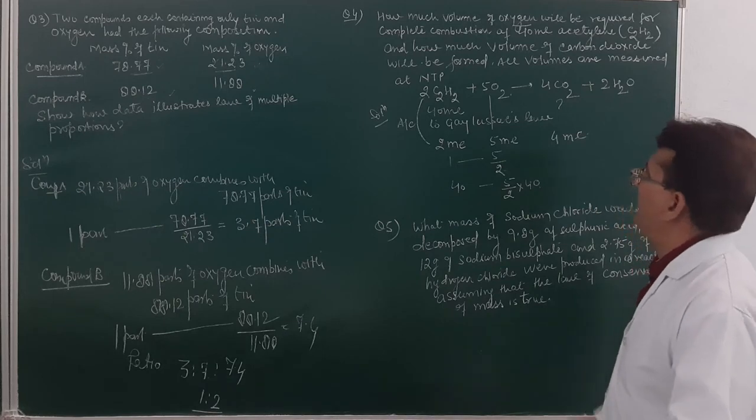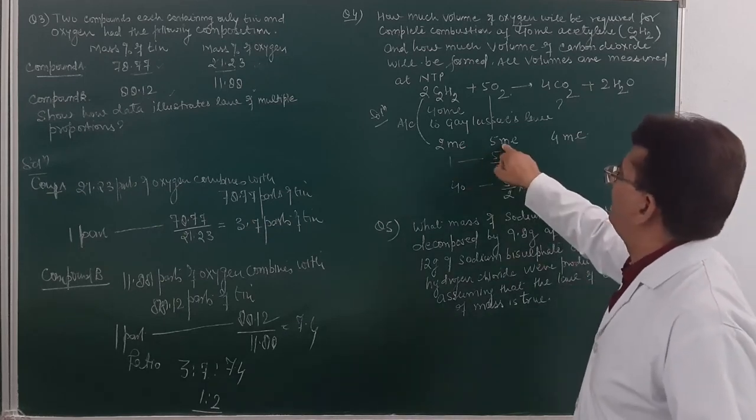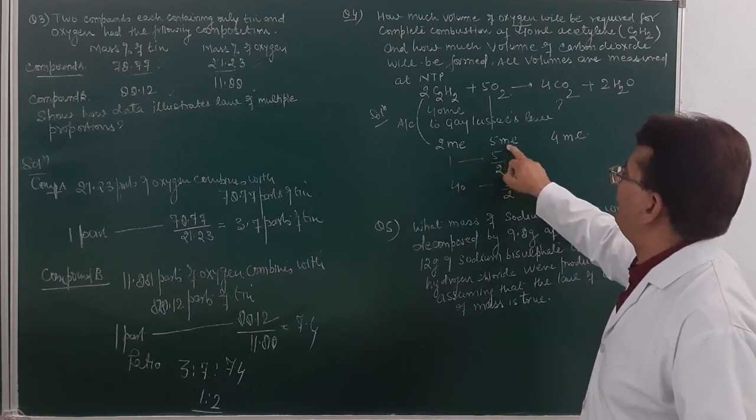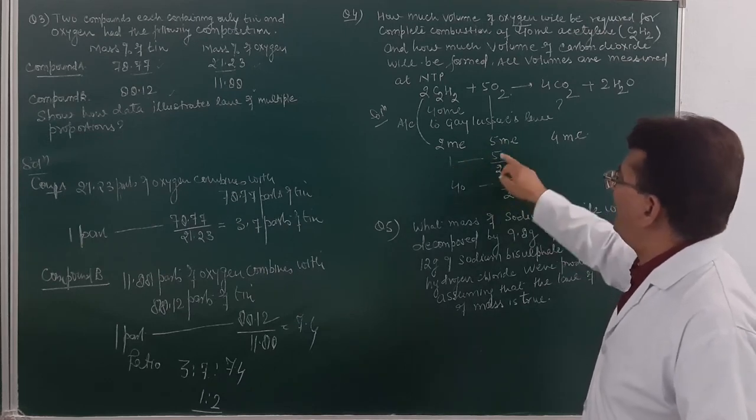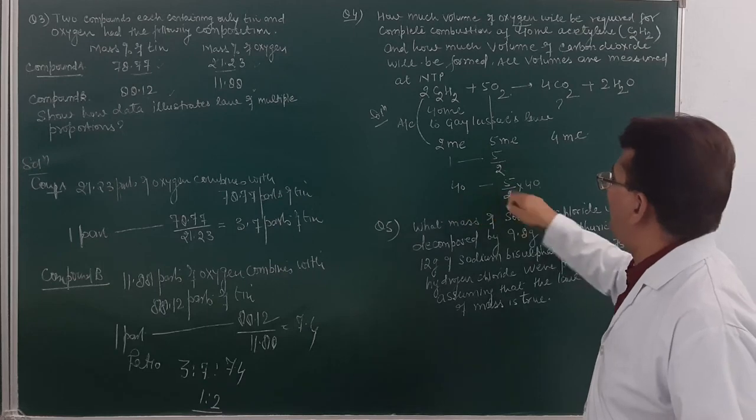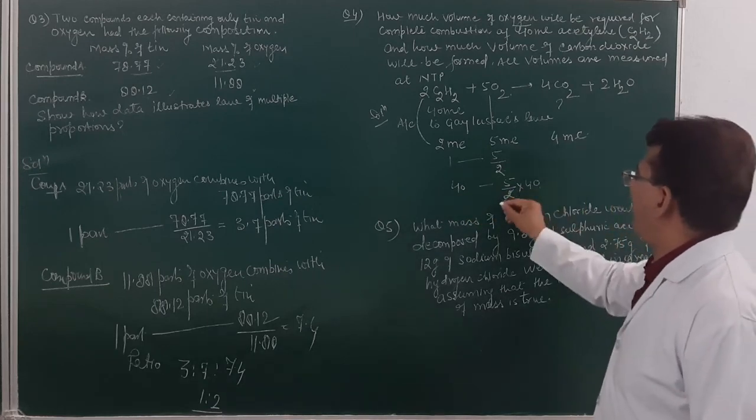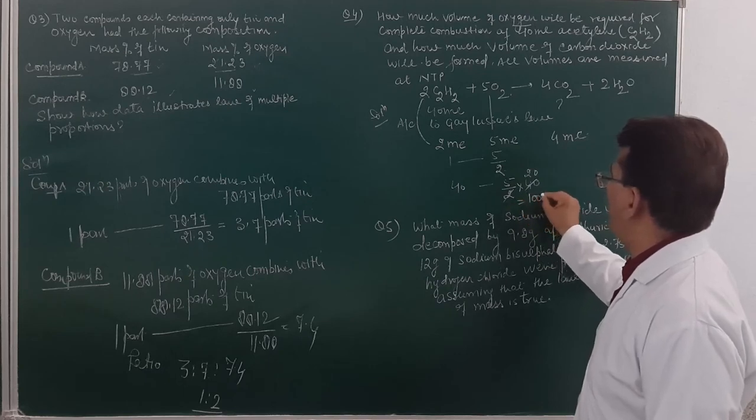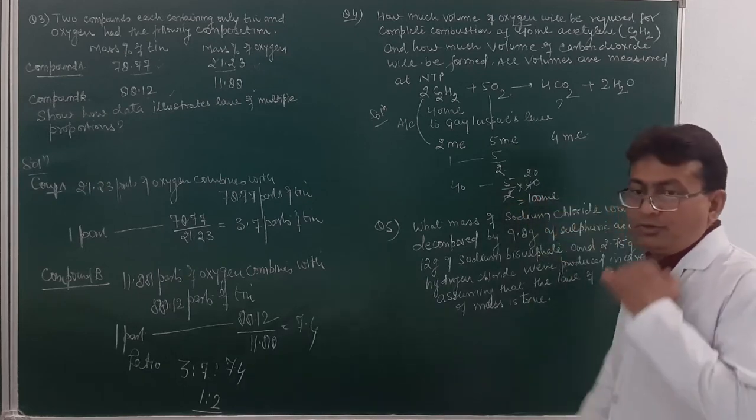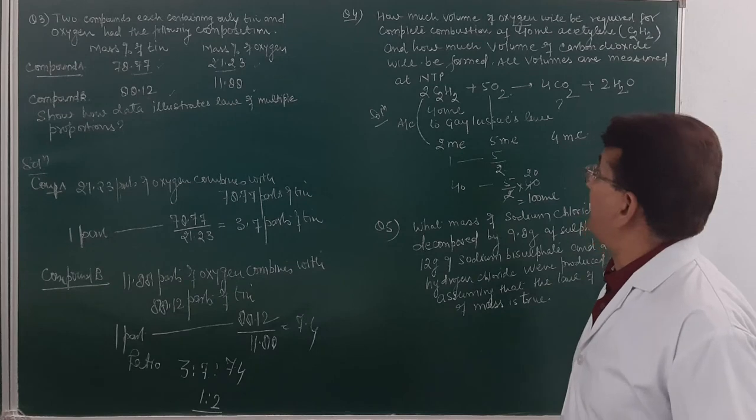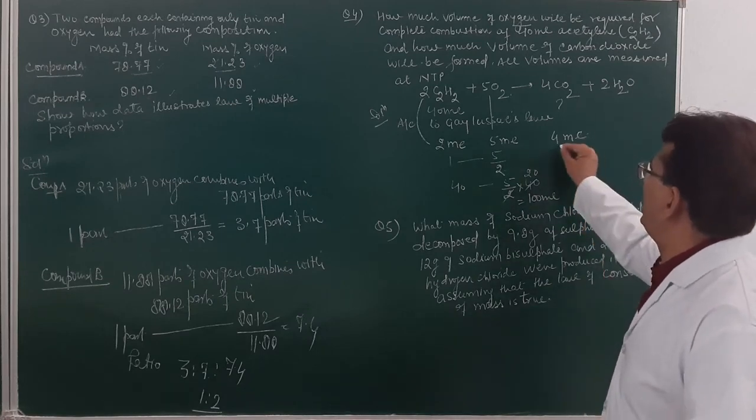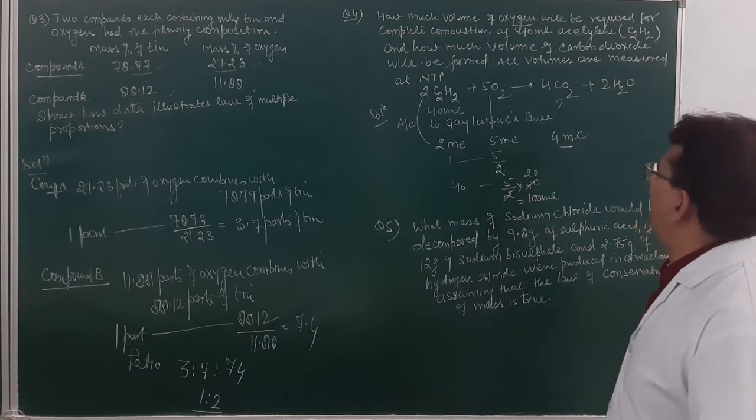Am I clear? If it is 2, it is 5. That means to burn 2 ml of acetylene, 5 ml of oxygen is required. To burn 1 ml, 5/2, and to burn 40 ml, 5/2 into 40. We cancel this up. What will be an answer for coming? It will be 100 ml. So to burn 40 ml of acetylene, what ml of oxygen is required? 100 ml.